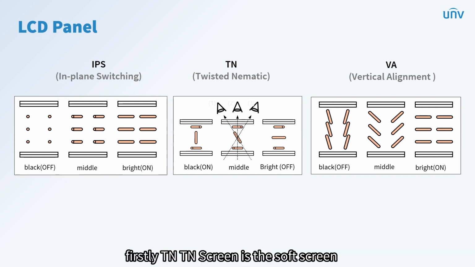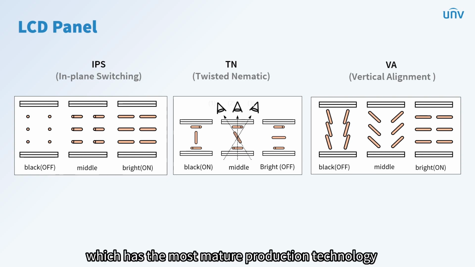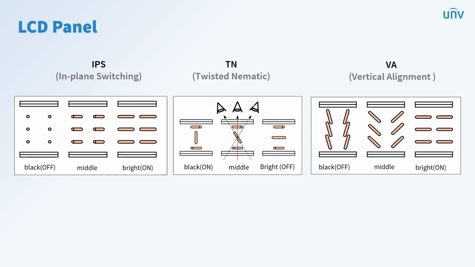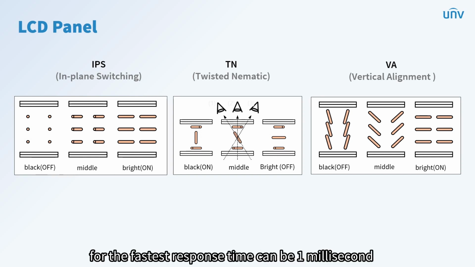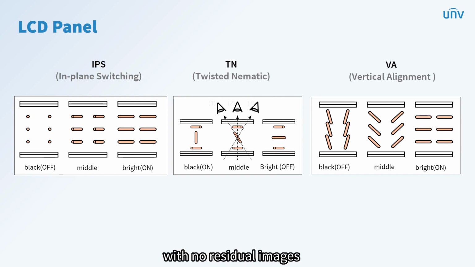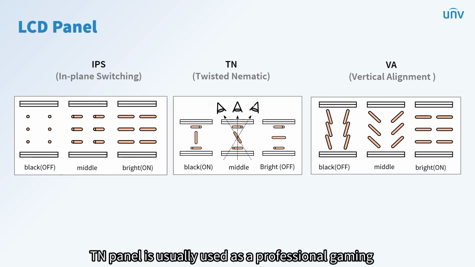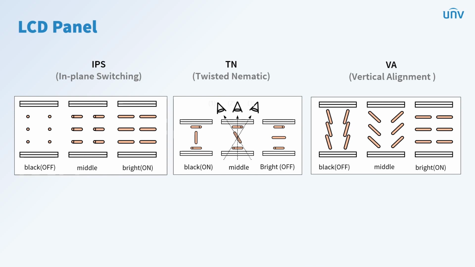Firstly, TN screen is the soft screen, which has the most mature production technology and the lowest cost. TN screen responds quickly, for the fastest response time can be 1 millisecond, with no residual images. Therefore, TN panel is usually used as a professional gaming screen.